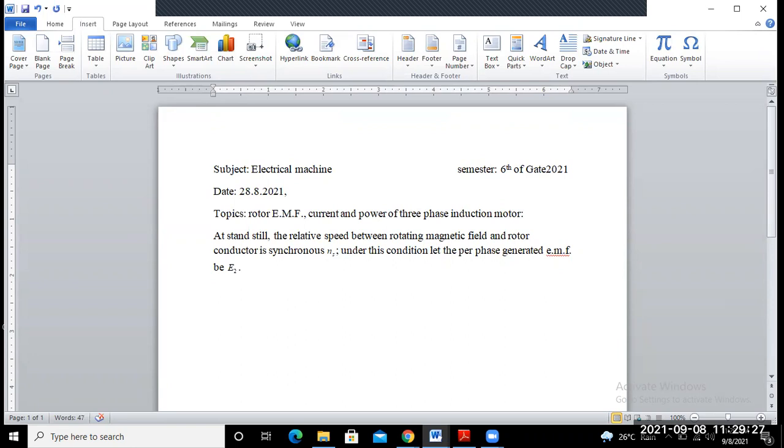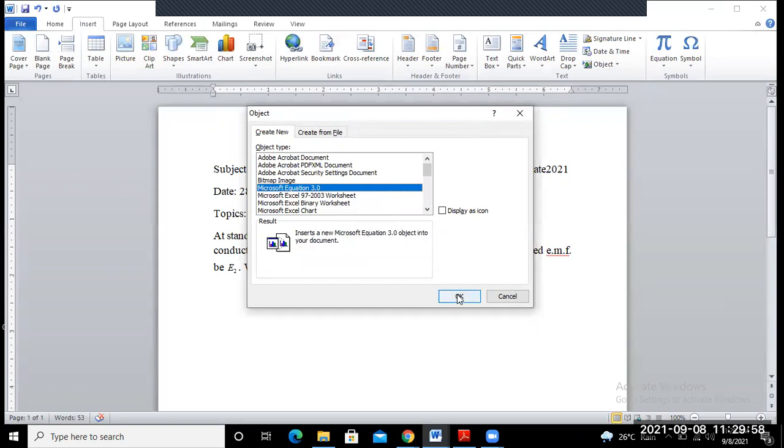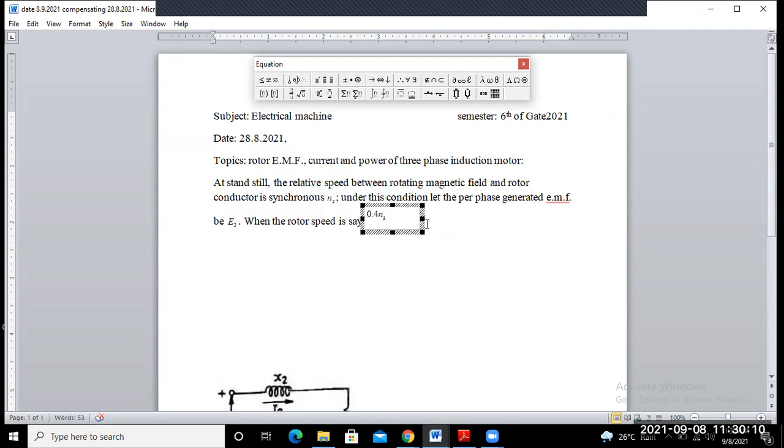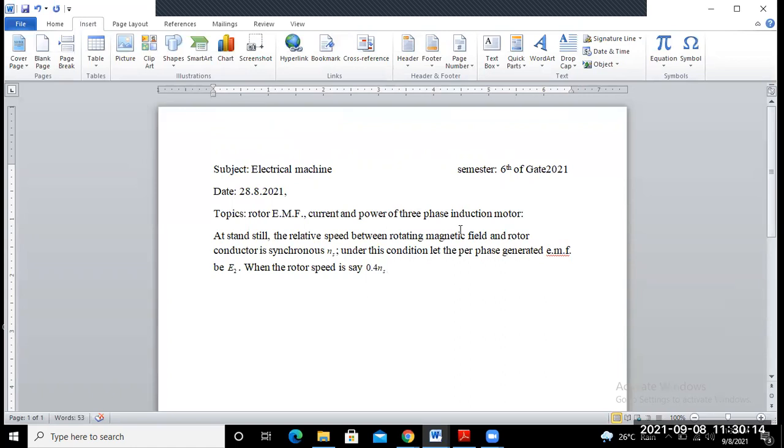Now, when the rotor speed is, say, 0.4 Ns, the slip is how much? Slip is 0.6.